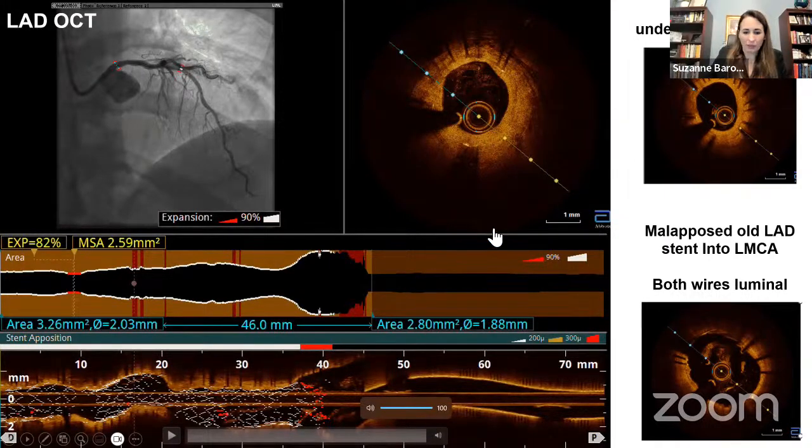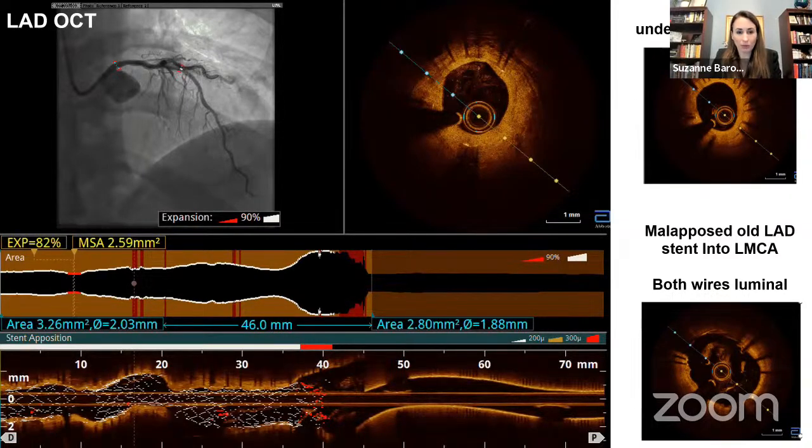Well, I'll jump in and give my opinion first. I think this is really a perfect example of how imaging really helps, right? Because you wouldn't necessarily have known how much that stent was hanging into the left main, but that absolutely is going to change your decision making.